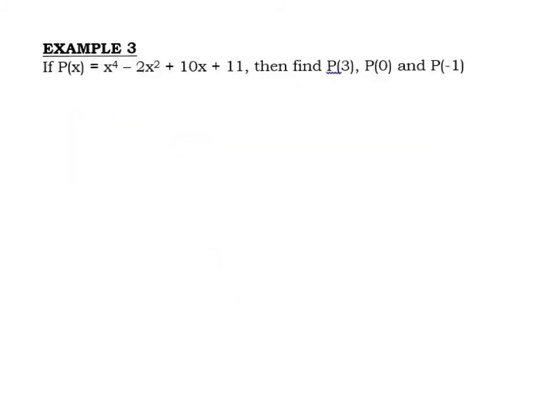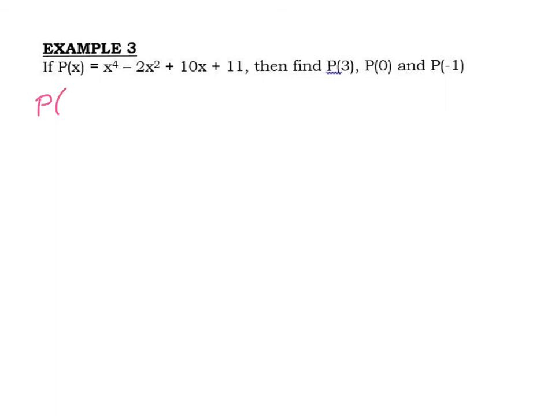In our second last example, example 3, we're going to do a little bit of substitution. So we have p of x, our polynomial, is equal to x to the power of 4 minus 2x squared plus 10x plus 11, and we want to find p of 3, p of 0, and p of -1. Basically what that's saying is wherever you have an x in our polynomial, we're going to replace it with 3 in the first case, 0 in the second case, and -1 in the third case.